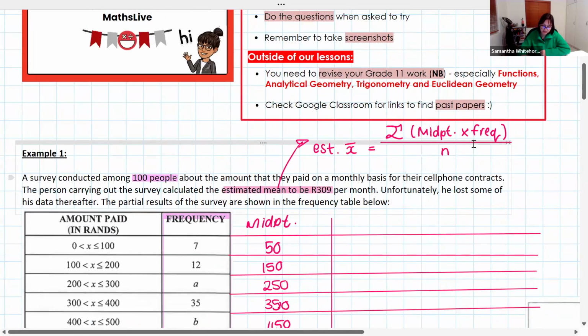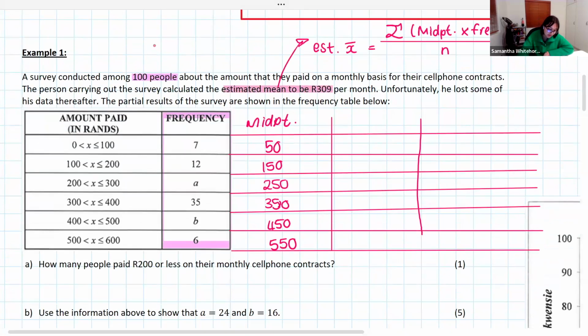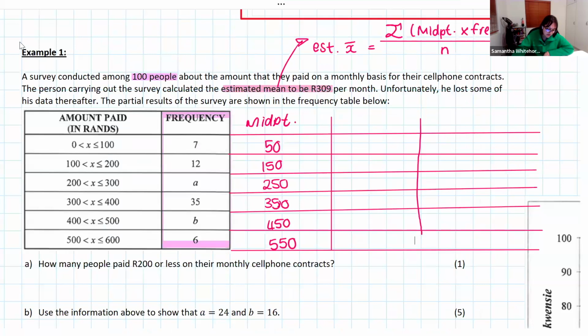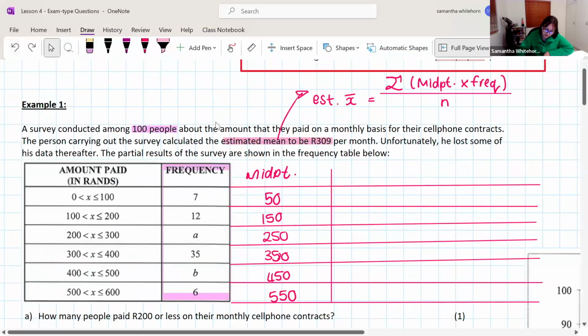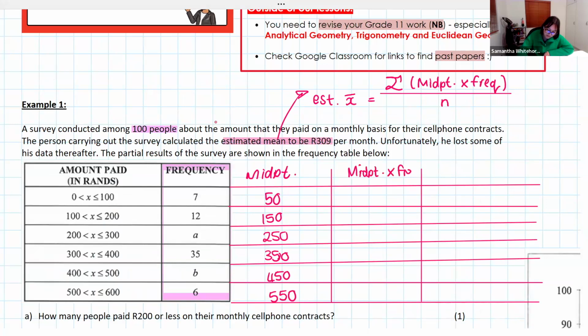So I often like to have an extra column in here, and obviously I don't show the whole screen. Why on earth would I make my life easy? And I like to have an extra column that is basically midpoint times frequency. So midpoint times frequency. And I'm going to do exactly that.